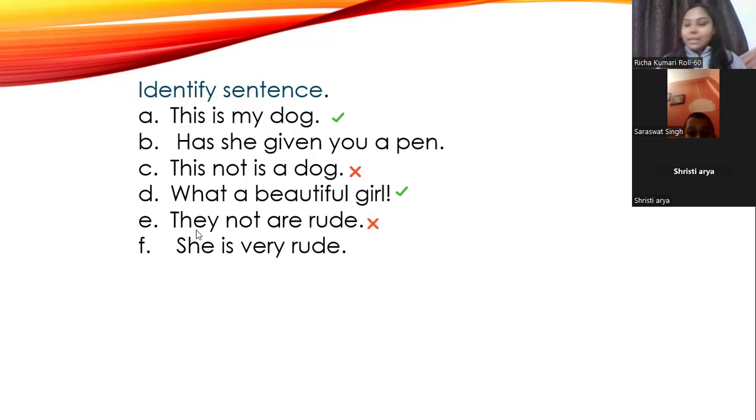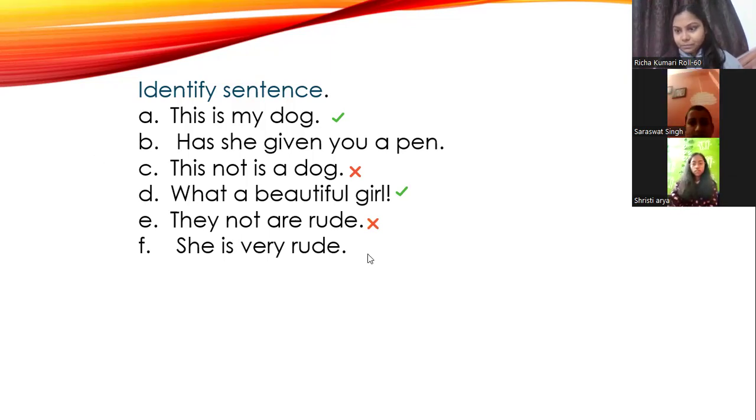Very good, Shashwat. Now, Srishti, please switch on your camera and be active. You're not supposed to listen, just answer. Now, next. She is very rude. Now, what about this? Ma'am, this is a sentence. Yes, it is a sentence.